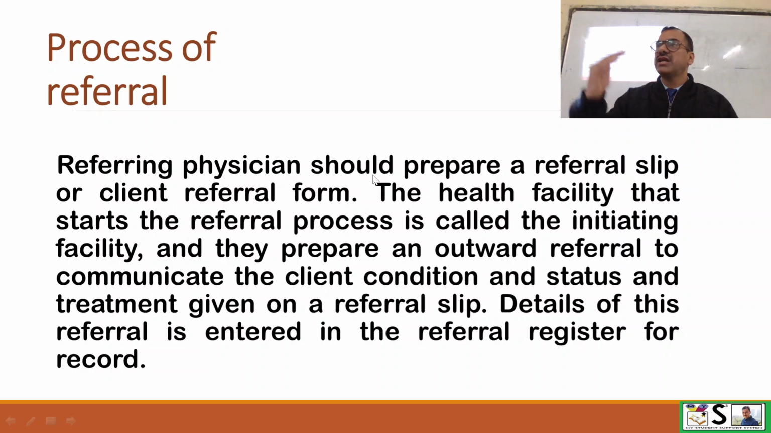They prepare an outward referral for the higher center, and they communicate the client's condition, status and treatment given on the referral slip. They will write why the patient came to you, what treatment is given, and what is needed from the higher center. That should be entered in the referral slip. After making this referral slip, the details are also entered in the referral register for the record. So one referral register will be there. We will enter all the details in the referral register and then give that referral slip to the patient and ask him to go to the CHC or higher center.